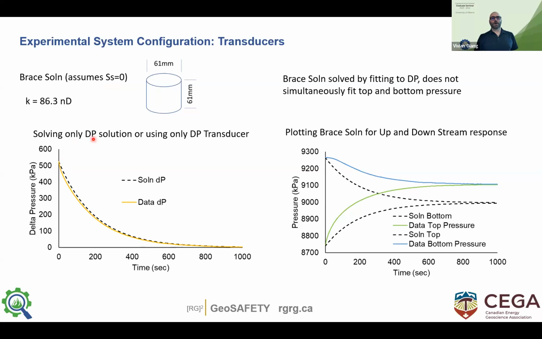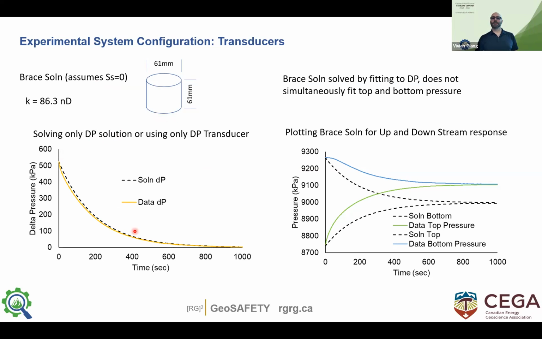So you can solve using only the delta P. If you have a delta P transducer, or let's just say we're never going to use a delta P transducer, you just take the upstream and downstream pressure and subtract them to get the delta P. So you can fit the delta P and it looks really nice.